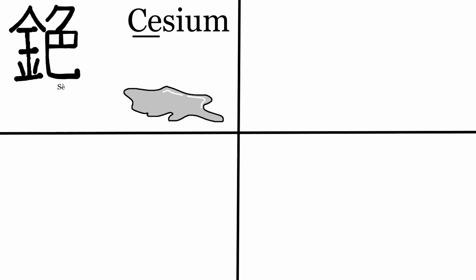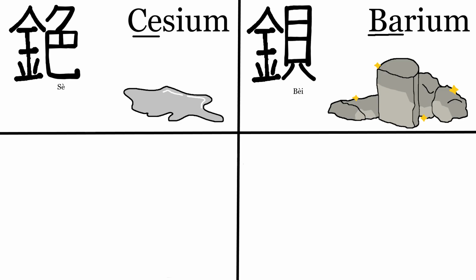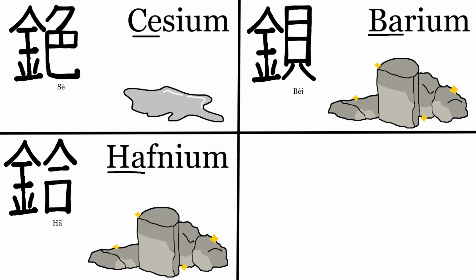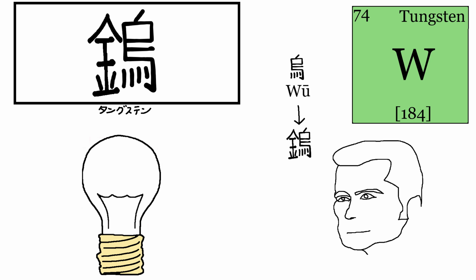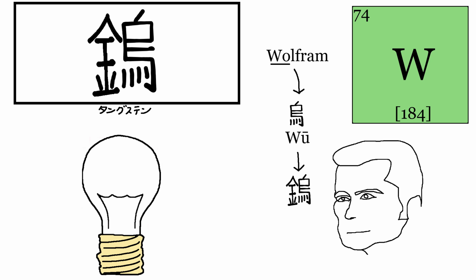Cesium, se, barium, bei, hafnium, ha, except in traditional, which is jia. Tantalum, tang. Honestly, what is there to talk about them? Tungsten is written like this. Woo. The same reason why its chemical symbol is W. It's the first syllable in wolfram.